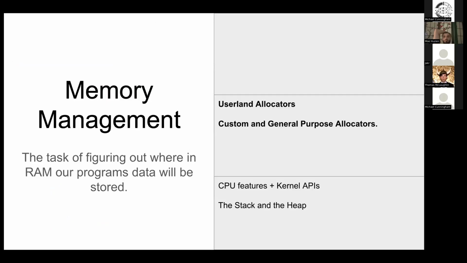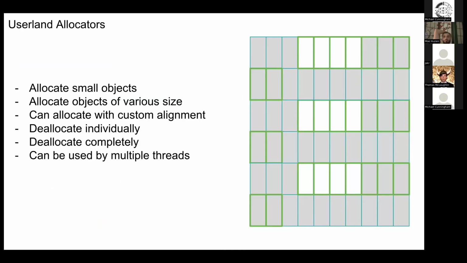So userland allocators. There are a couple of things that we might want to do that we can't do with the kernel API. We might want to allocate small objects, right? That we already mentioned. And we want them to have different sizes. And we want to be able to reuse some of that storage, right? Deallocate it individually. We want to control alignment, which if you don't know what alignment is, don't worry about it. We're not really going to be discussing it. And then we want also to be able to allocate something on threads and share them across threads.